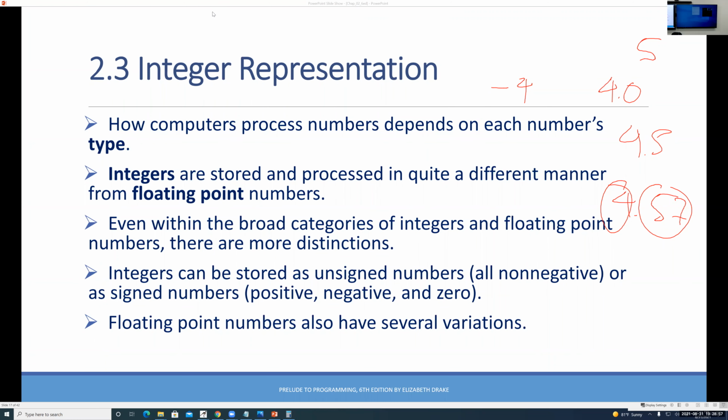Even within the broad categories of integer and floating point number, there are more distinctions. An integer can be stored as an unsigned number. What is unsigned? Unsigned is non-negative: everything from 0, 1, 2, 3, and so on. Unsigned means you cannot have a negative number. Or it can be a signed number, which can be positive, negative, and 0. And for floating point numbers, you also have several variations.